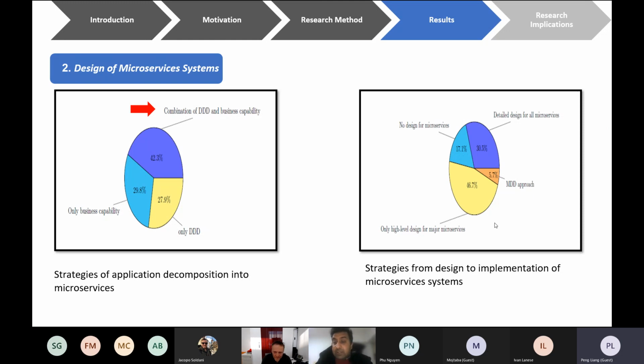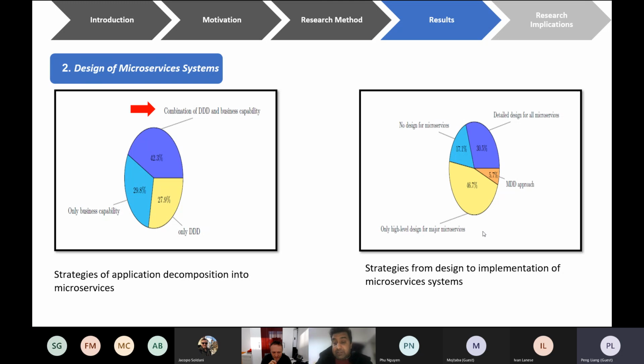Four interviewees mentioned several reasons for using a combination of domain-driven design and business capabilities. They said that a single strategy cannot meet the application decomposition goal in a good way. They also mentioned that it supports the creative and iterative collaboration process between system stakeholders like technical experts, domain experts, and customers to achieve the decomposition goals. And they also said that it is suitable when implementing microservices architecture in agile or DevOps processes.